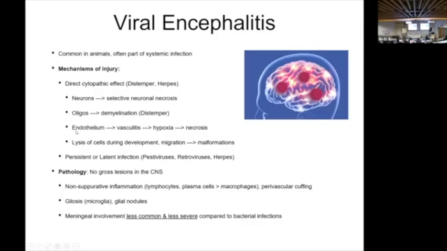Some viruses target the endothelium, so they have a roundabout way of inducing encephalitis by causing a vasculitis and hypoxia, edema, and then secondary necrosis of cells. And then you can also get infection during development when those precursor cells are migrating through the brain, and that's when you get those congenital malformations, the cavitating encephalopathies, the hydranencephaly, and the porencephaly.